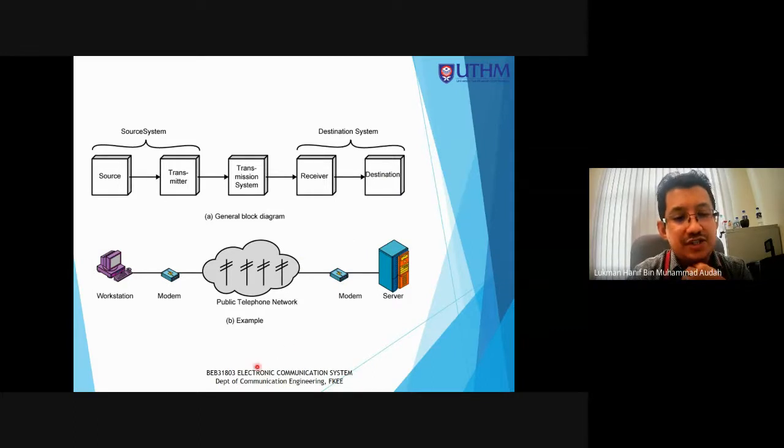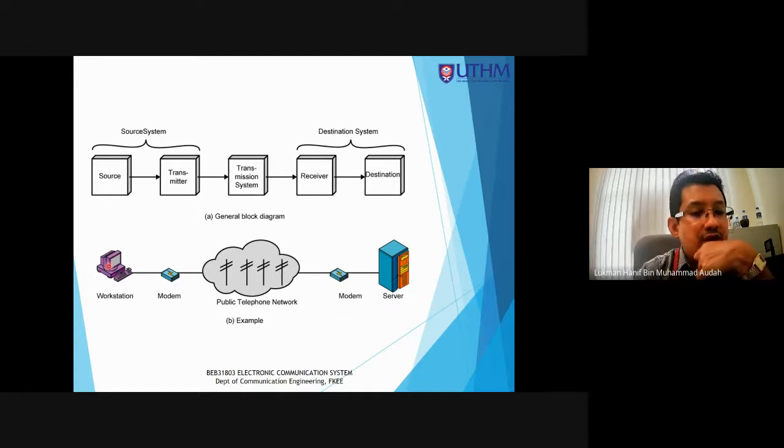Workstation. So this is example. So this is about data transmission from workstation from computer to the server. So this is request and receive data. So this is request and response. So ini adalah seperti kita internet. This is the concept of internet.